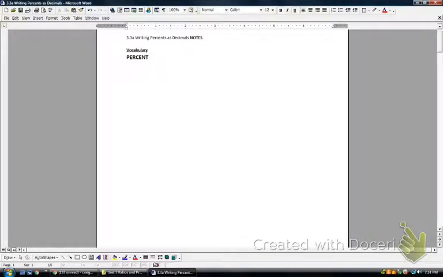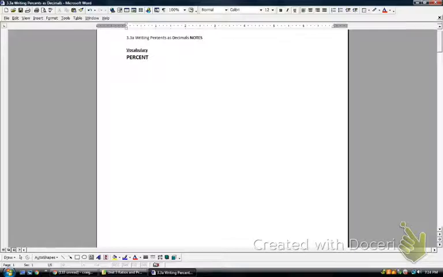So today we're going to learn how to write percents as decimals, decimals as percents, and we're going to throw some fractions in there as well. So just like always, to make sure that we're speaking the same language, we're going to define a vocabulary word, and our vocabulary word is percent.